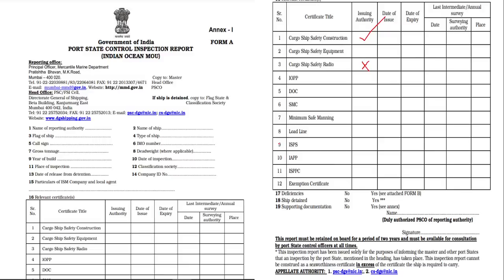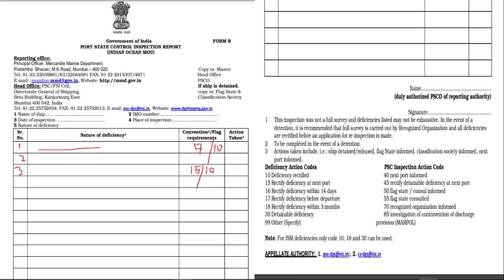Now basically there are two forms, form A and form B. Form A is basically where all the documents are checked, consisting of 6 particulars, and it needs to be kept for a period of 2 years. And form B is basically where the deficiency is written, what deficiency is given and what the code is, and when it is rectified it is slashed 10; if not rectified then it is kept empty.